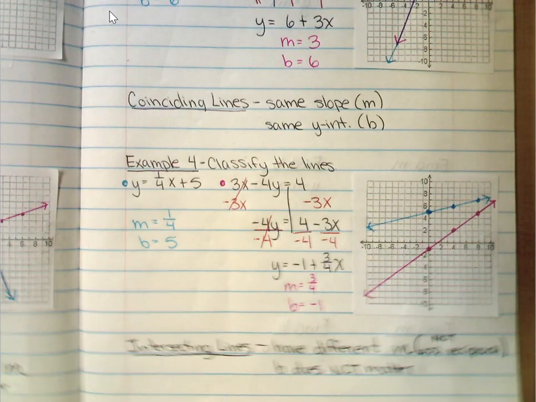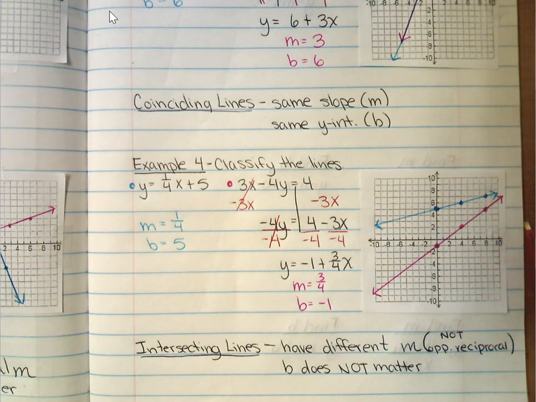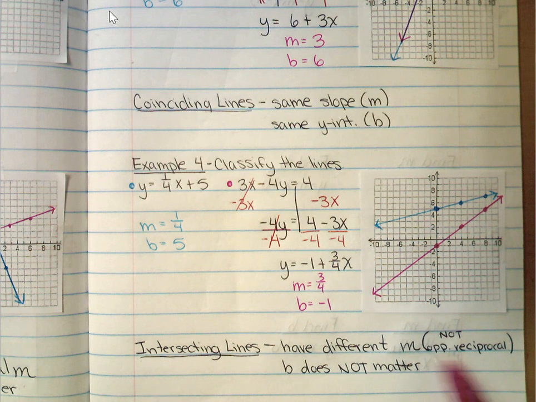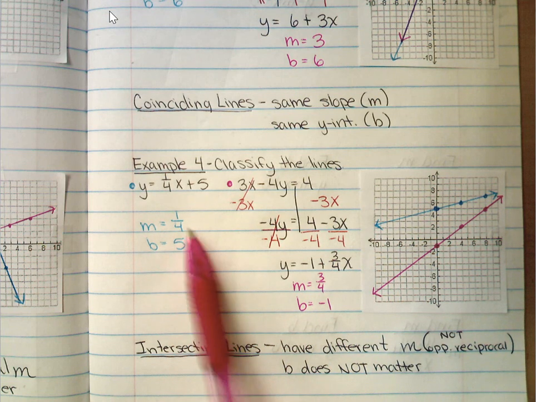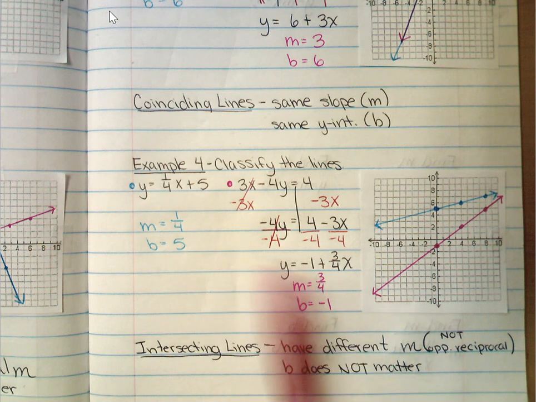Okay, the last example, I worked it out already. Graph my 2 lines. I just want to point out for this one, these are known as intersecting lines. They have a different slope, but they're not opposite reciprocal slopes. So here was 1/4, here was 3/4. They're different. So those are intersecting lines. The b doesn't matter. You could have the same b or different b, it doesn't matter.